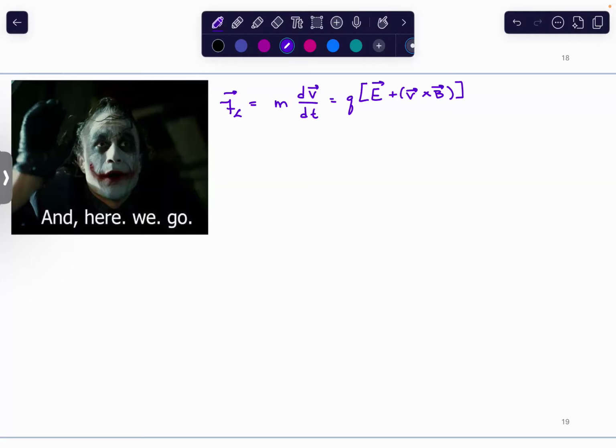What force is this? We said it last time. Whose force, like what force is this? It's the Lorentz force.